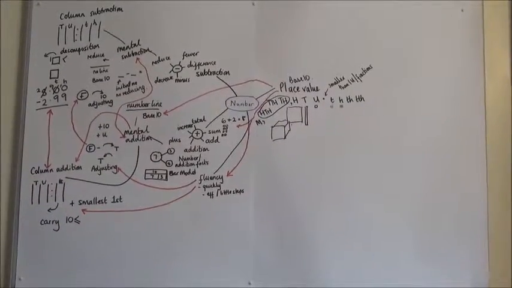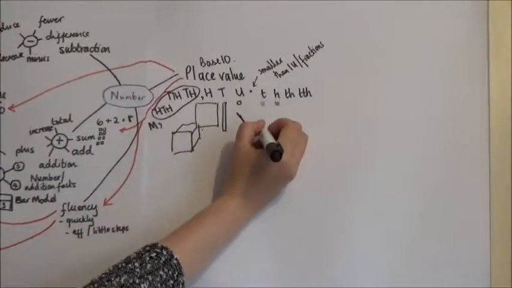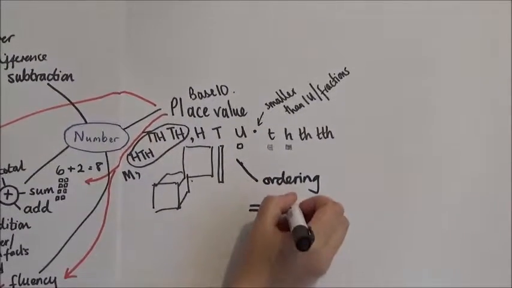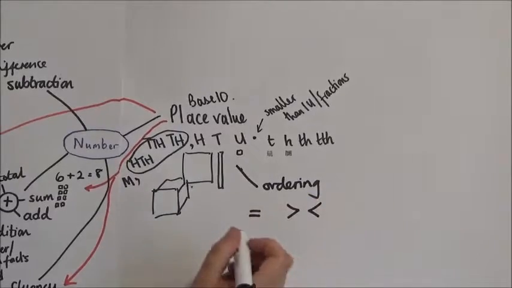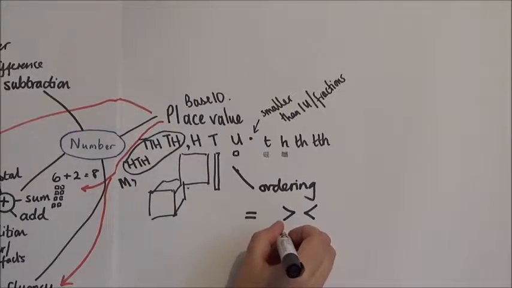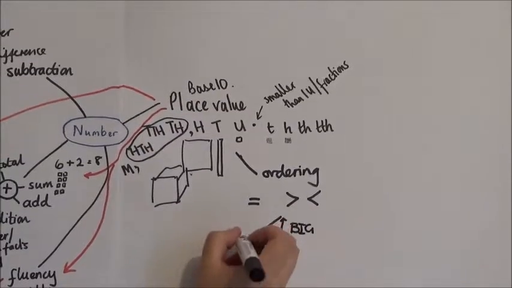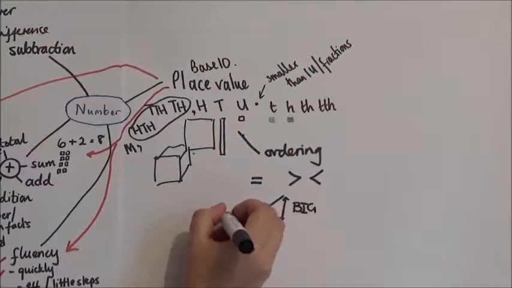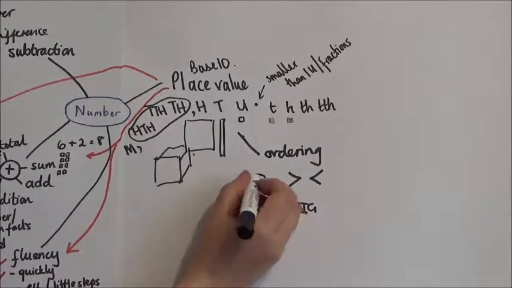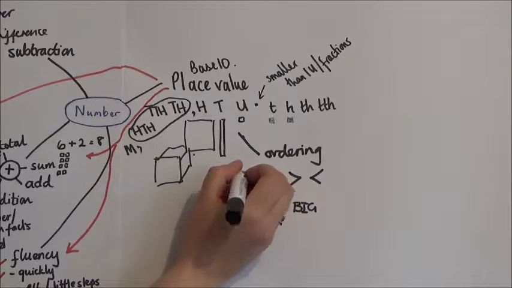Let's put our new learning onto our number mind map. And we're looking at place value, and actually all we were doing was ordering. Using our equals to, our greater than, and our less than sign. And remember we said with our greater than or less than, the biggest number goes to the biggest opening, and the smallest opening points to the smallest number. We said that equals was a balance. It meant the same as.